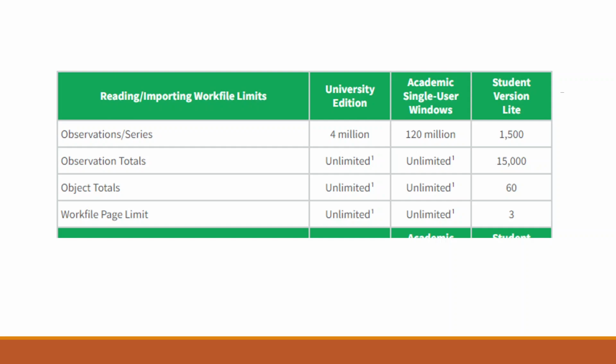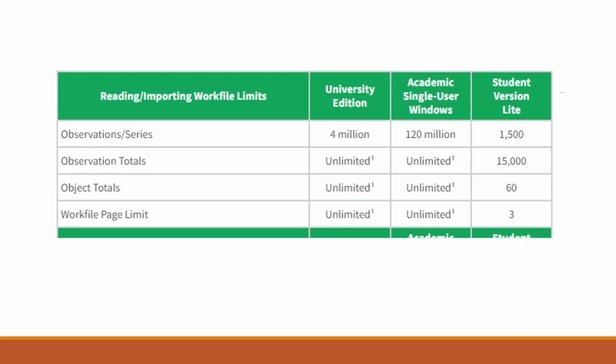So all those who are research scholars, you have good news: the Student Version Lite is free for 2 years as per the company's policy. There are some restrictions on how many series it can handle. The maximum is 1500 and the total number of observations it can handle is 15,000. That is the only restriction in Student Version Lite.